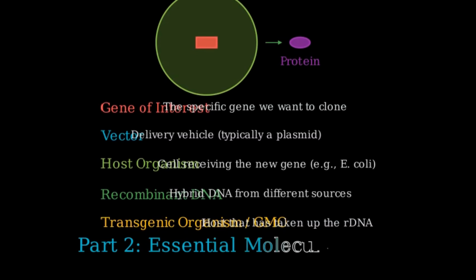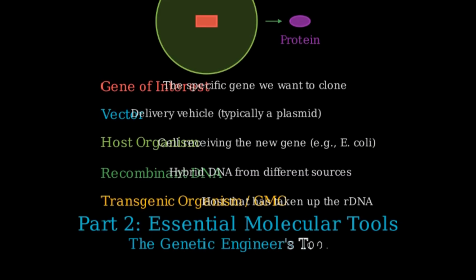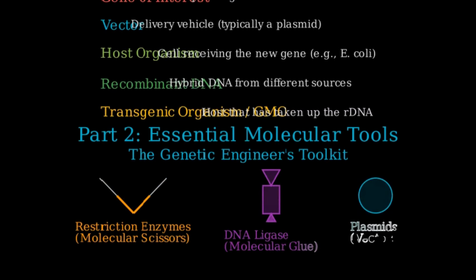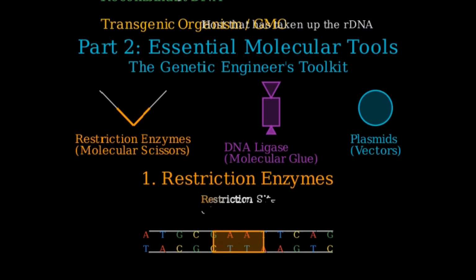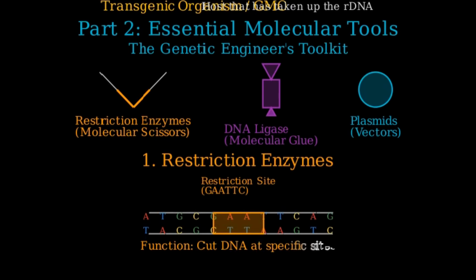Part 2. The essential molecular tools of the trade. To perform this cut and paste operation at a molecular level, we need a specific toolkit. For your MDCAT, you must know these three key tools. 1. Restriction enzymes, the molecular scissors. Function. These are enzymes that cut DNA at very specific sites. They are the scissors of genetic engineering.